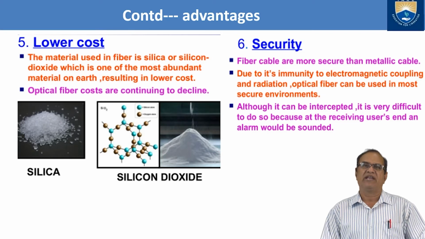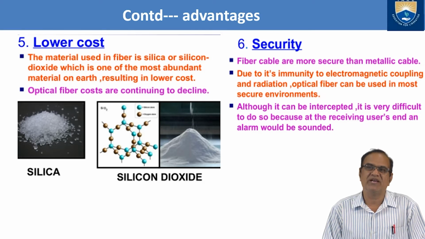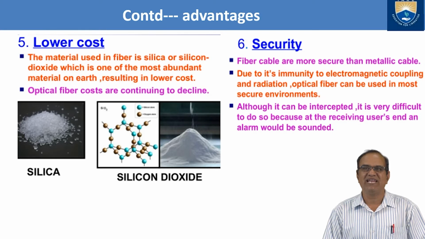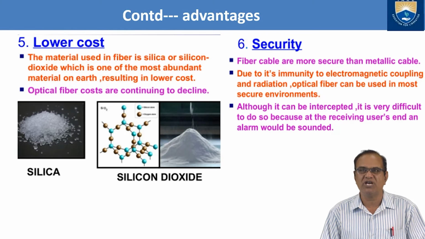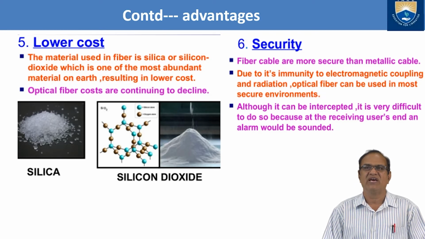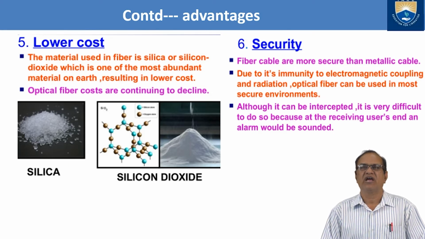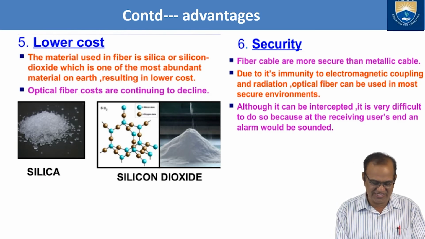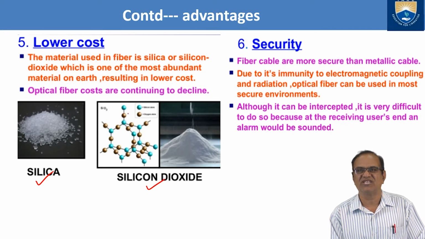Next factor is the cost. The price is also very good, because it is made of silica or glass or plastics. The material used in fiber is silica, or silicon dioxide, which is one of the most abundant materials on earth, resulting in lower cost. Optical fiber costs are continuing to decline, and slowly this cost is going to decline. Silica is available in our sand, and this is the silicon dioxide, shown here, and this chemical construction is also shown.